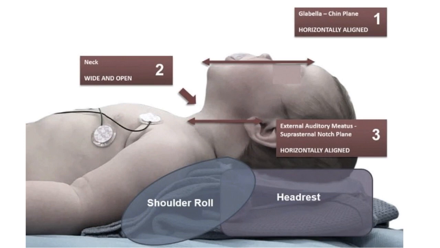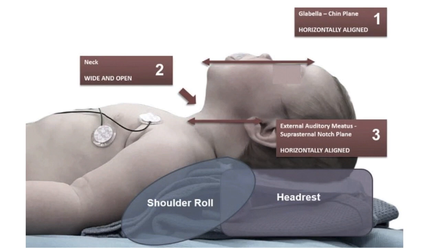Positioning the infant. Put rolls under the shoulders with or without a headrest. This achieves the following. One, it aligns the glabella and the chin plane. Two, it ensures the anterior neck space is wide and open. Three, it aligns the external auditory meatus with the suprasternal notch.